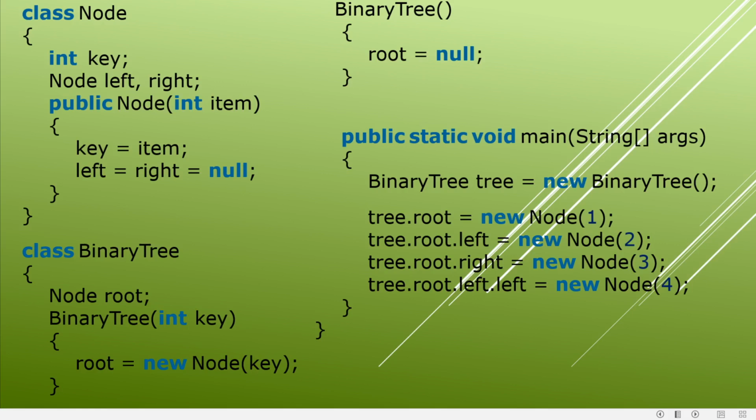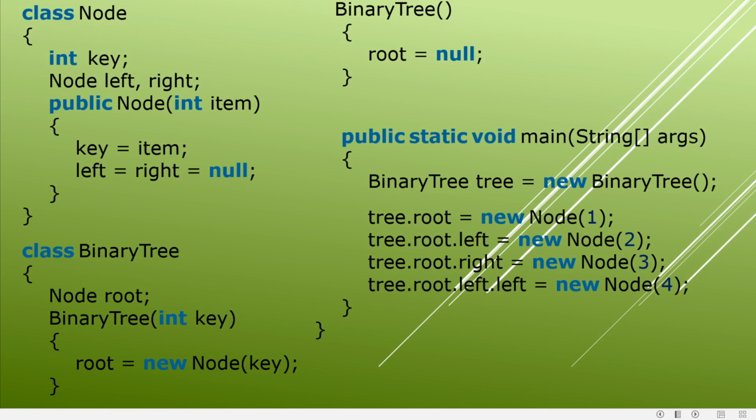This is the initial node. That's why we are creating tree.root equals. Now the root's left child and right child are null. Now I want to insert another node with a value 2, and this 2 should be the left child for this root node 1. For that we have to write tree.root.left equals new Node(2). Similarly, node 3 as right child for the existing root node: tree.root.right equals new Node(3).